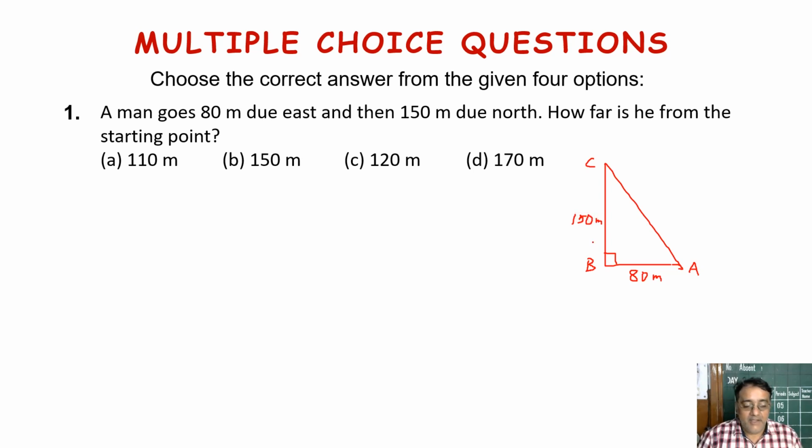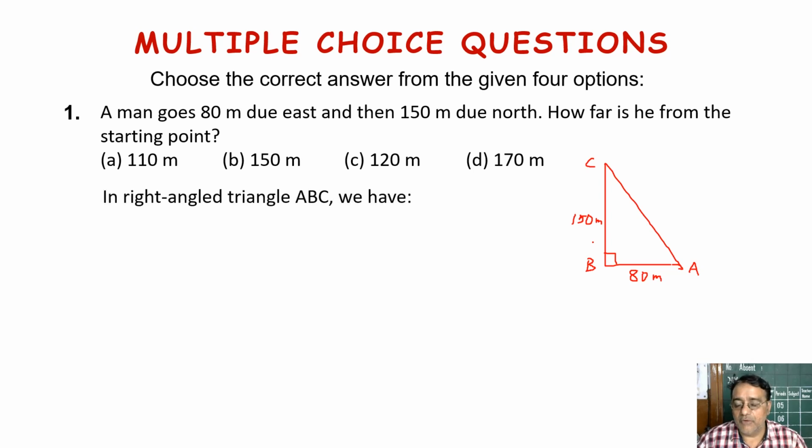Right. Now, how will you find AC? By Pythagoras theorem. Right, very good. So, if you apply Pythagoras theorem, what you will get? AC square is equal to AB square plus BC square. Okay, these both are squares.